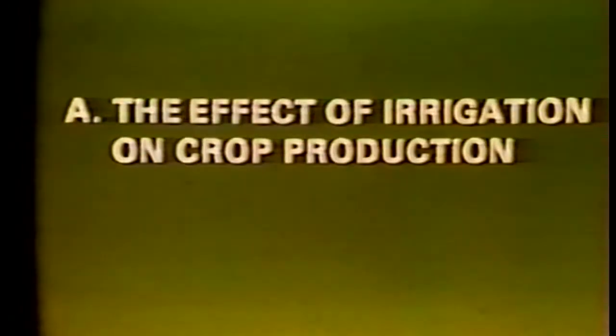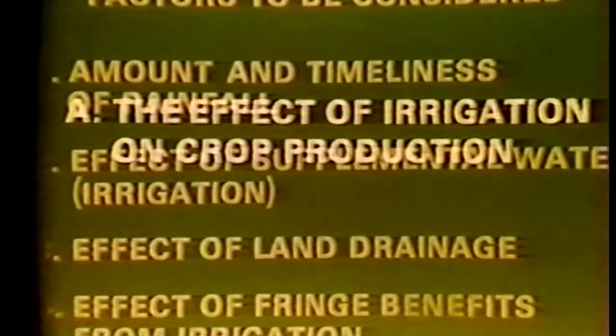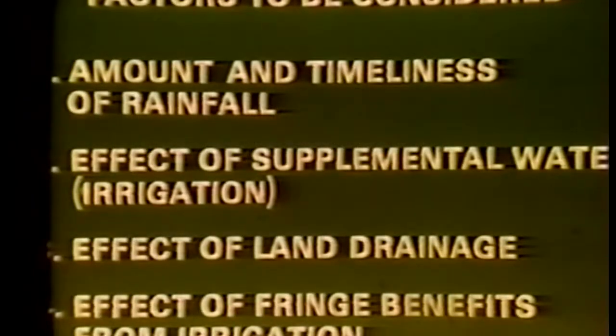First, let's consider the effect of irrigation on crop production. 4 factors are considered, all of which have a bearing on crop production as they relate to irrigation. They are the amount and timeliness of rainfall, the effect of supplemental water, the effect of land drainage, and the fringe benefits.